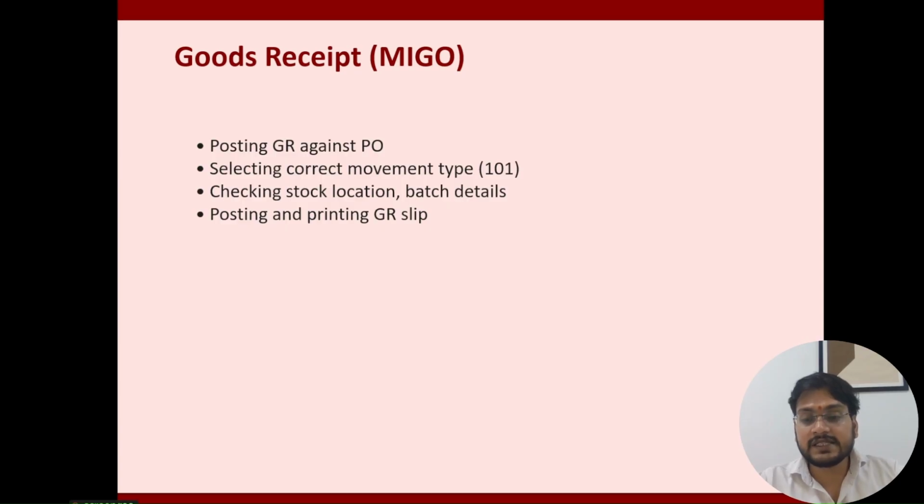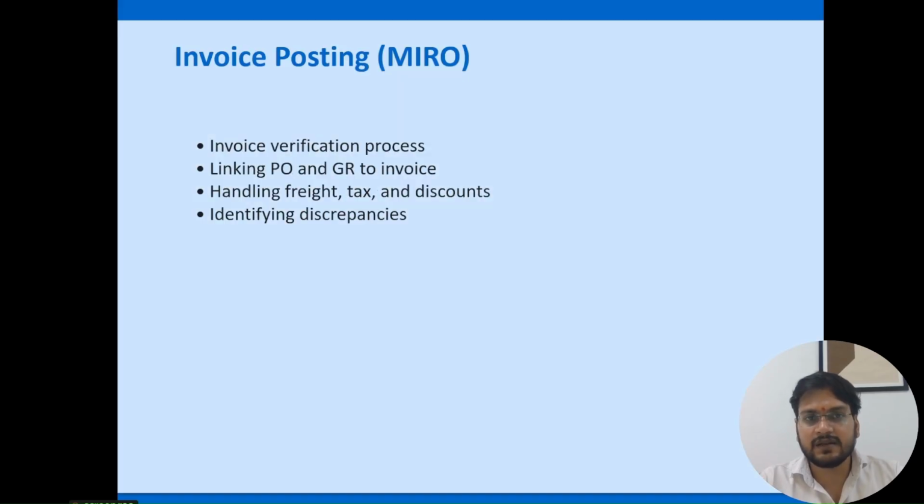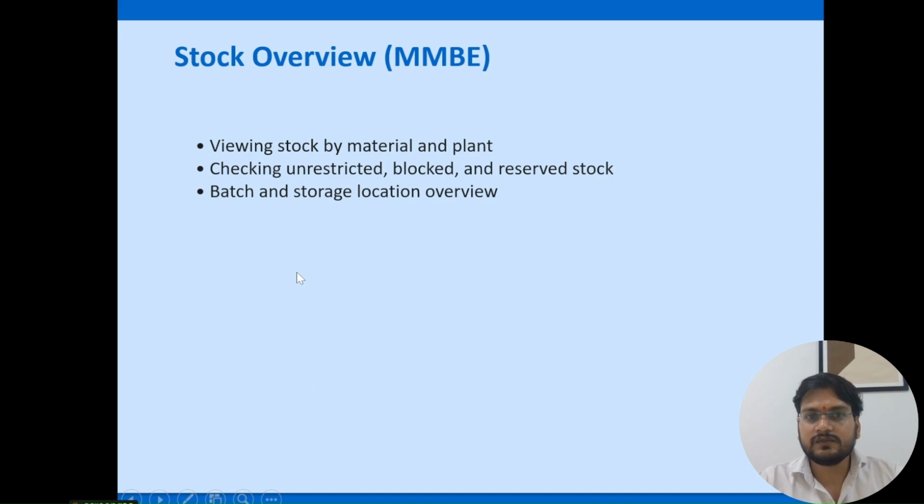Then we have seen goods receipt, how we can do a goods receipt by just using T code MIGO, what's the movement type there, how we are doing a goods receipt posting in SAP S4 HANA. Invoice verification also we have seen by using T code MIRO, how we are doing invoice verification, which fields are mandatory there, and how we are doing that.